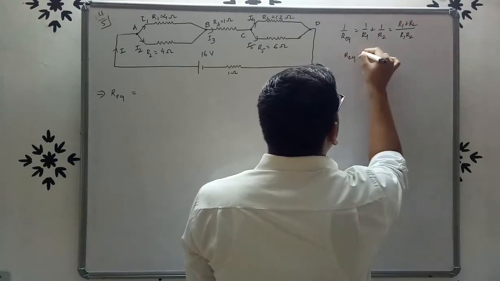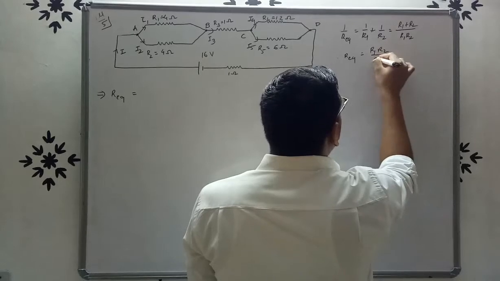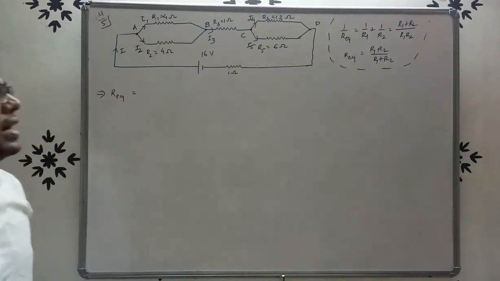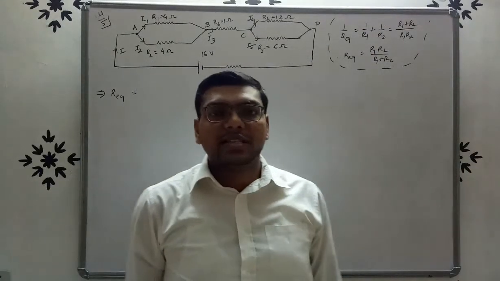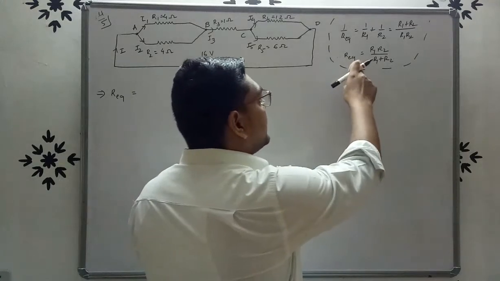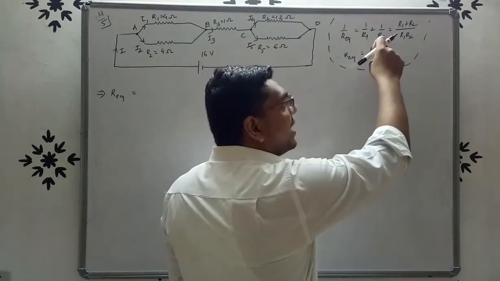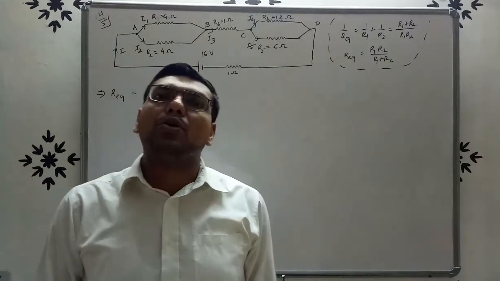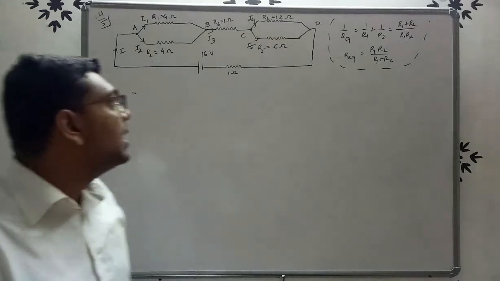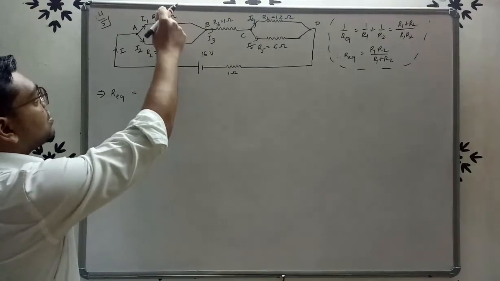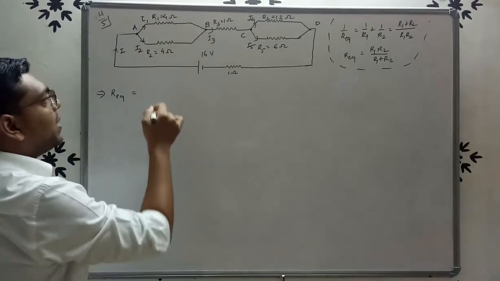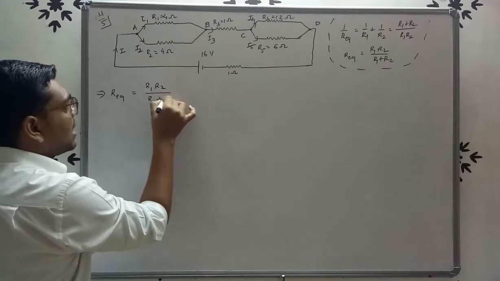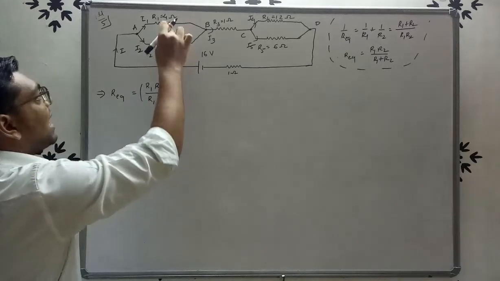So we know that R equivalent is equal to R1 R2 upon R1 plus R2, right? So we already know this concept, right? If there is a parallel connection of two resistors, then the equivalent resistance will be, first of all, in the numerator there will be the multiplication of the two resistors, and in the denominator you have to add the resistances, right? So R equivalent is equal to, here R1 and R2 are in parallel, so the equivalent resistance will be R1 R2 upon R1 plus R2, right? This is for R1 R2.